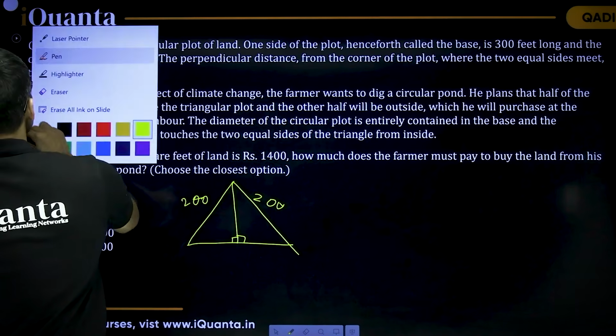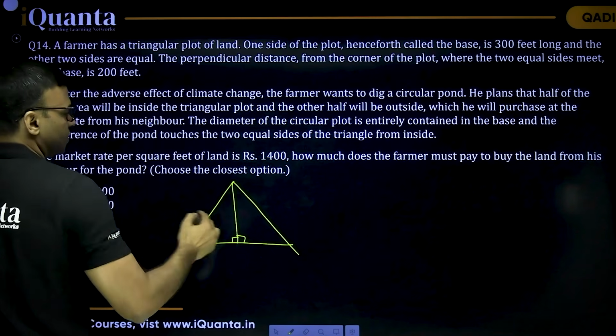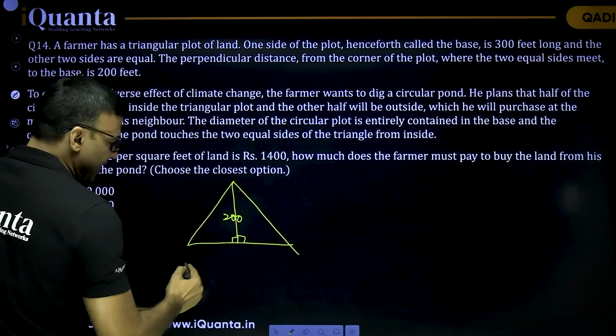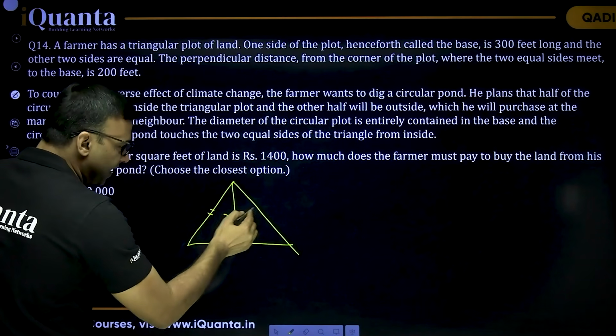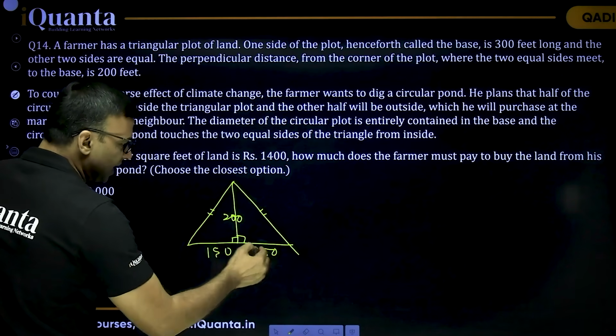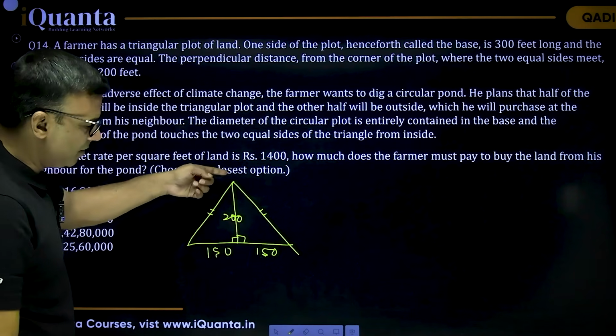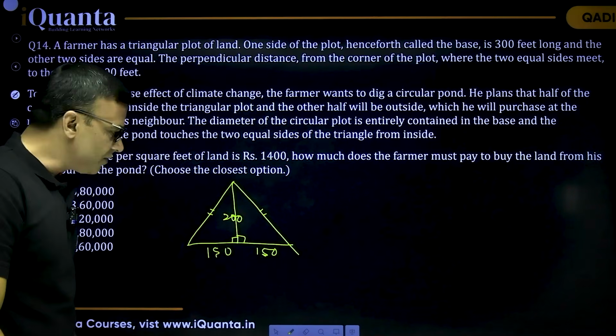No, I'm sorry. This is not 200. Wait a minute. The length of the perpendicular is 200, right? And this entire length is 300. So when I drop a perpendicular and these two are equal sides, clearly it will be 150, 150. In an isosceles triangle, when you drop a perpendicular from the point of intersection of the equal sides to the opposite side, it divides the side into two equal parts, so 150, 150.